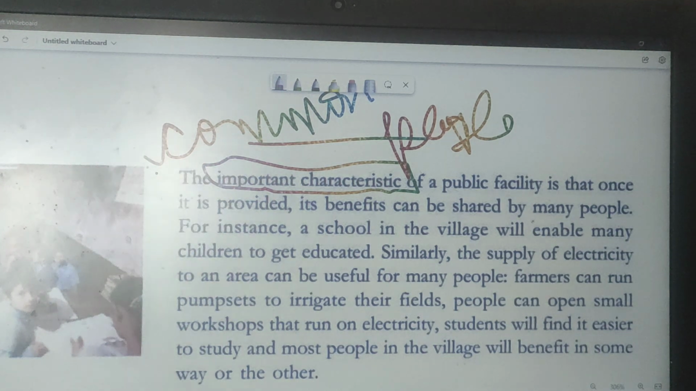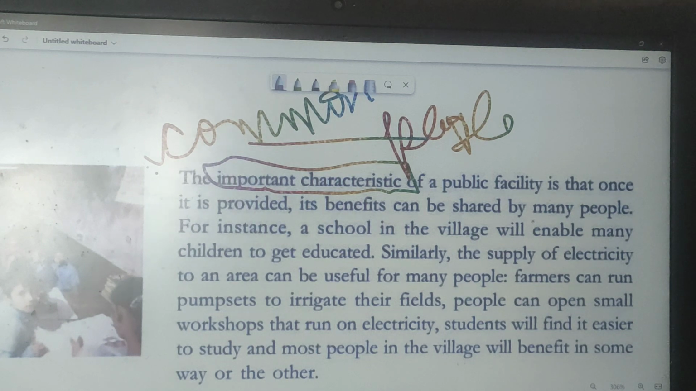Let me give you an example. Let's not go into the bookish language. If there is a hospital made in the center of a village, then everybody is going to use it. It's not that only this particular area is going to use it. Correct? So these are the examples.